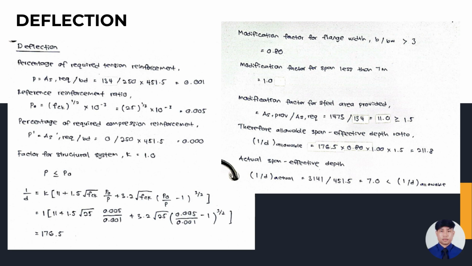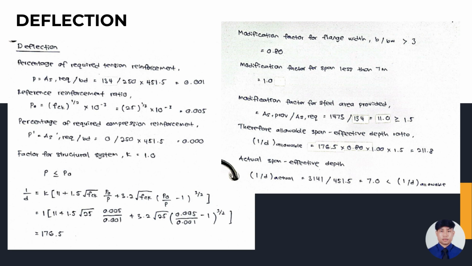For the deflection, the percentage of required tension reinforcement we get is 0.001. The reinforcement ratio P naught we get is 0.005. So the formula that we use is P less than P naught, and the answer that we get is 176.5. Next, modification factor for flange width is 0.8. Modification factor for span less than 7 meter we use 1.0.